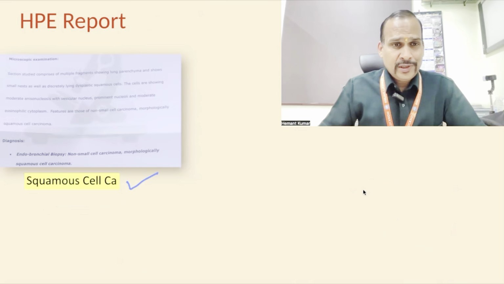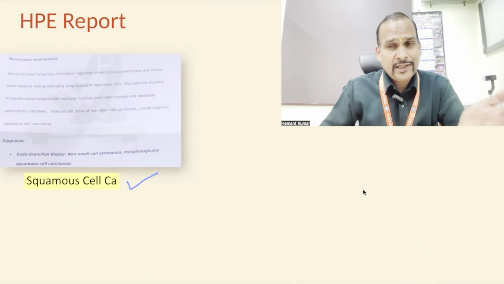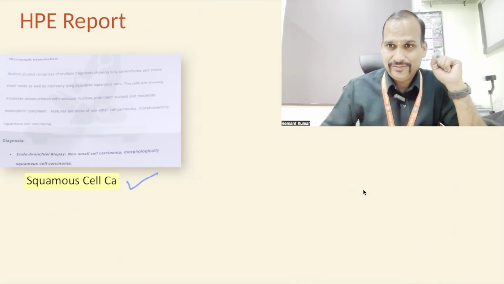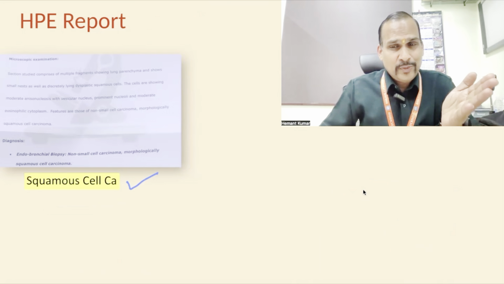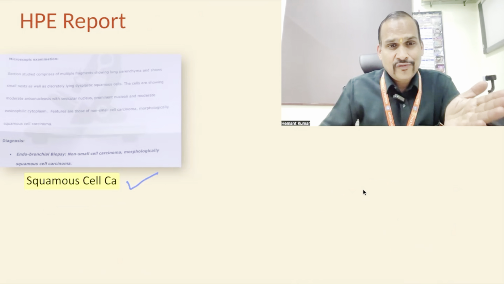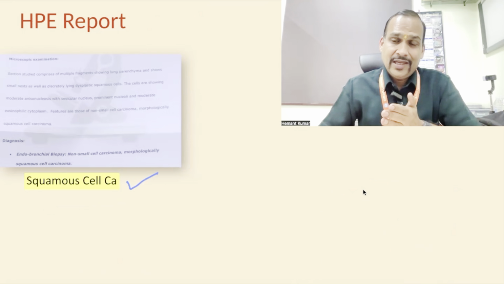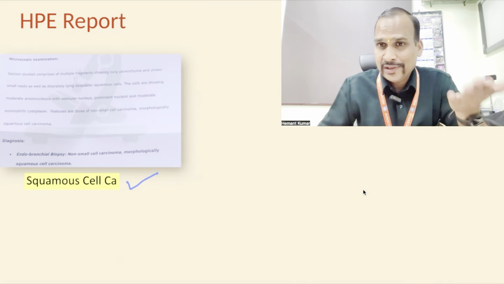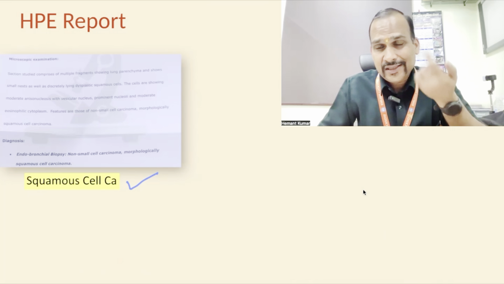Squamous cell carcinoma was expected because squamous cell carcinoma and small cell carcinoma are central opacities with intrabronchial growth, and adenocarcinoma is peripheral growth, like with pleural effusion. So this is a case of squamous cell carcinoma. Now what will you do next? Now you have the report of squamous cell carcinoma. How will you manage this patient?